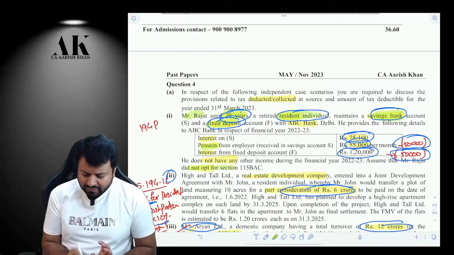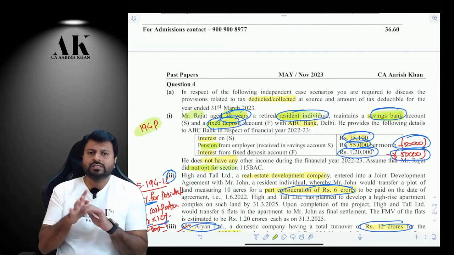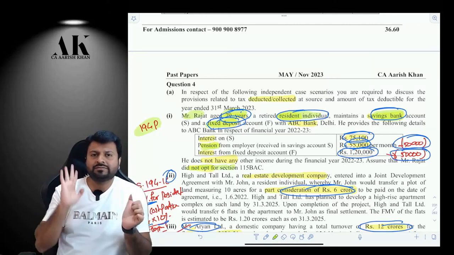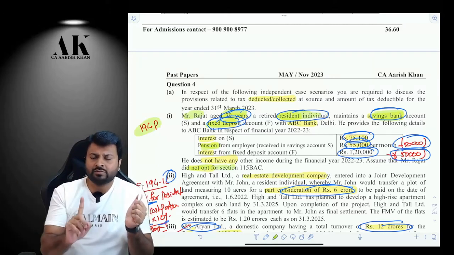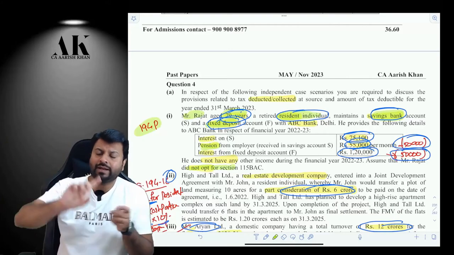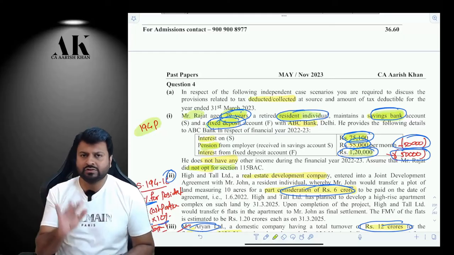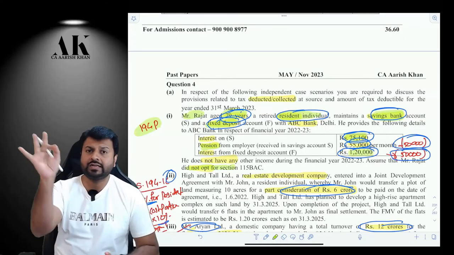Now, he does not opt for 115BAC also. So, for him, section 194P will be applicable, because he is a specified senior citizen. Who is a specified senior citizen? Whose age is 75 years or more, who is resident and who earns interest from a bank and pension from the same bank. So, what will you do? Both the interests taken together, you will get 80TTB of 50,000.